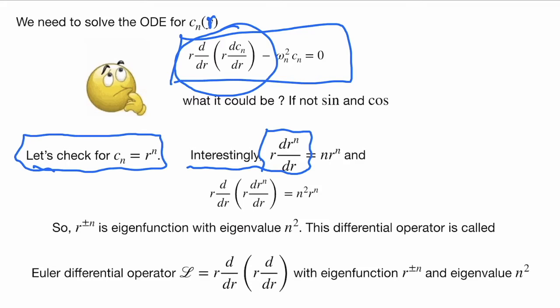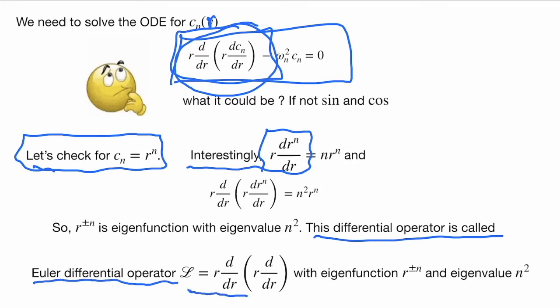Then we see that what comes out is n square r to the power n. So this clearly shows that r to the power n is an eigenfunction for this differential operator, and n square is an eigenvalue. So this differential operator is called the Euler differential operator, L is equal to r d/dr into r d/dr. It has eigenfunctions r to the power plus or minus n, and the eigenvalue n square.